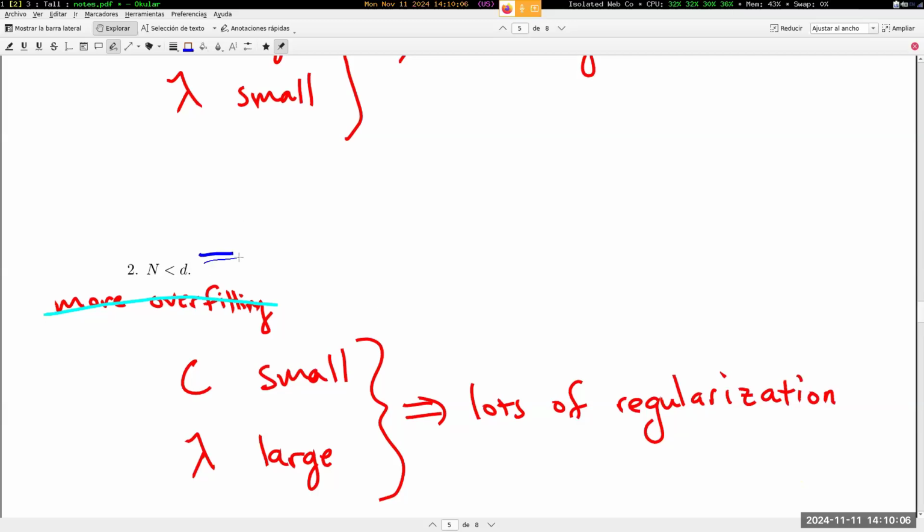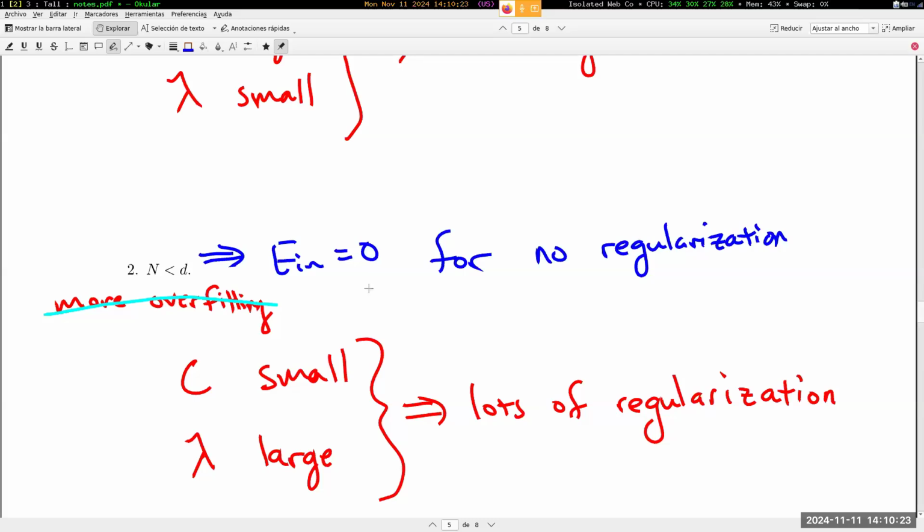Because if we have fewer data points than dimensions for logistic regression, if we do in fact have no regularization going on, this would in fact imply that our in-sample error E_in equals 0. Because without the regularization, we are just directly minimizing the in-sample risk, and the perceptron is able to shatter any data set of size D. And so we're definitely able to shatter this data set right here. So this would be a definitely overfitting scenario.